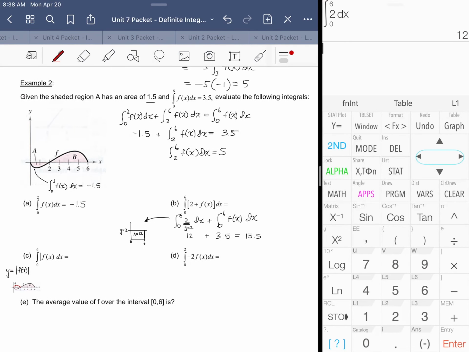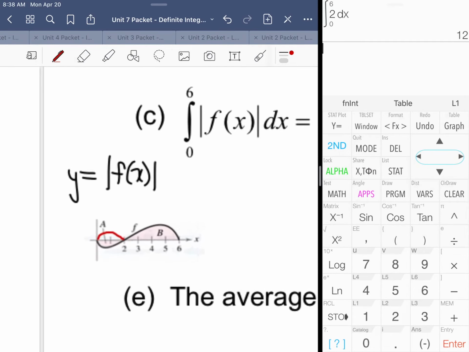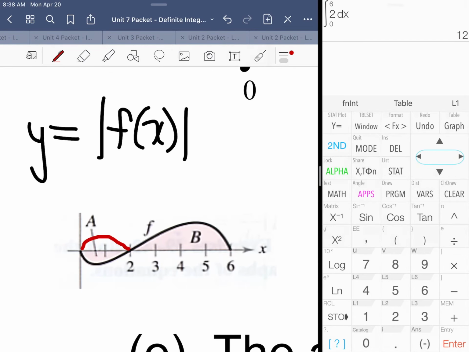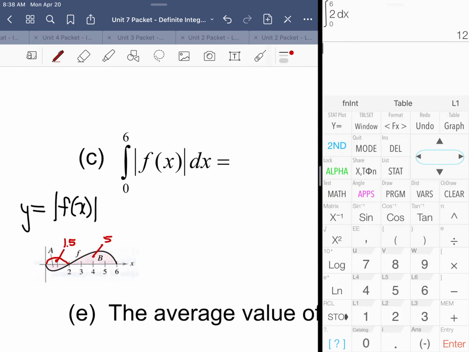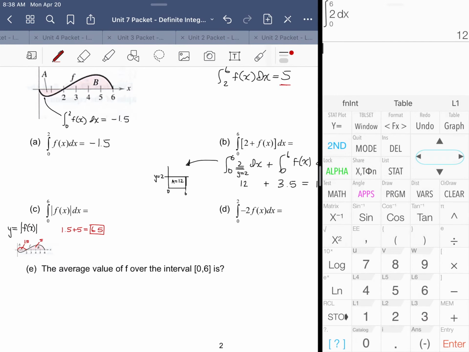Now, going back to the open here, we discovered that going from 2 to 6 gave us an area of 5. We also knew that region A had an area of 1.5, but it was negative because it was below the x-axis. All right, so now it's going to be positive. So this interval is going to have an area of 1.5, and this interval is going to have an area of 5. So all we have to do is take the sum of those two bad boys, and we get 6.5.